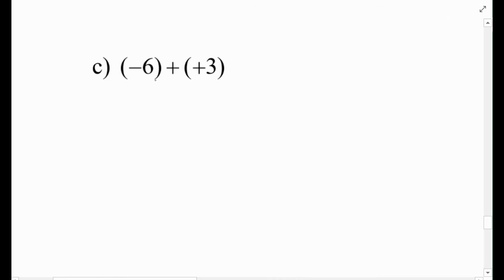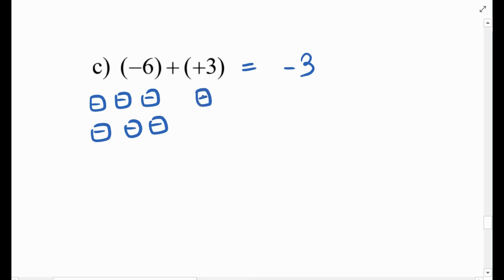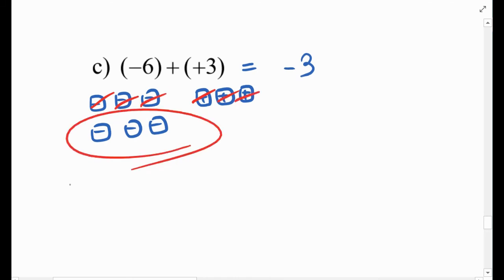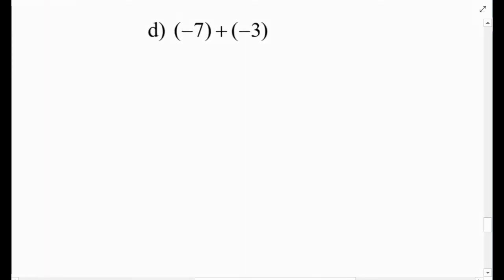Next. Negative 6 plus positive 3. Which tile do you have more? Negative tile. By how many? 3. Or again, you can draw integer tiles and cancel out 0 pairs. And the leftover is 3 negative tiles. Next, you have 7 negative integer tiles and 3 negative integer tiles. In total, how many do you have? 10 negative integer tiles, right?